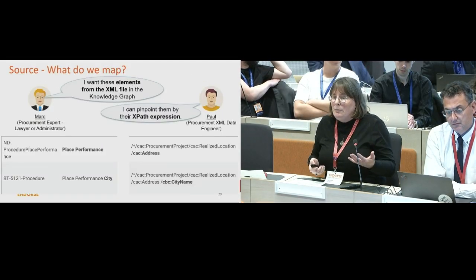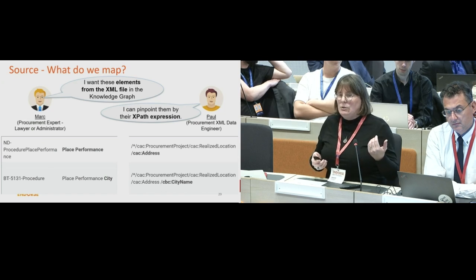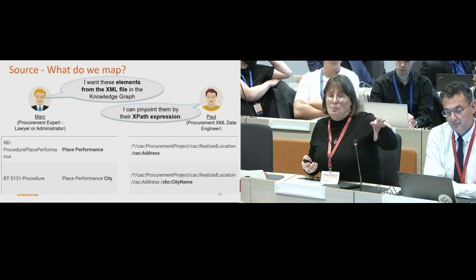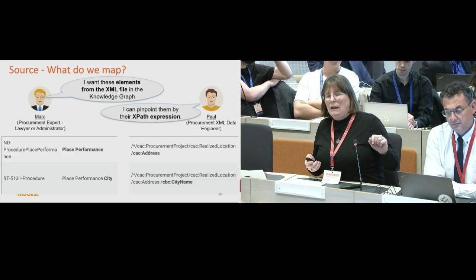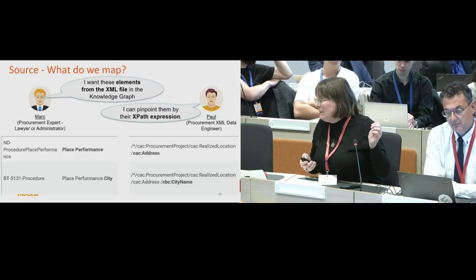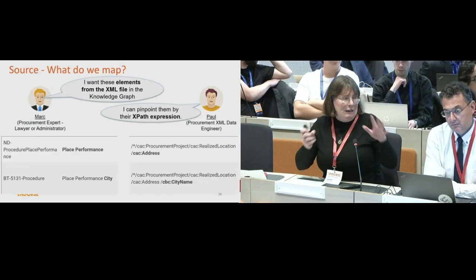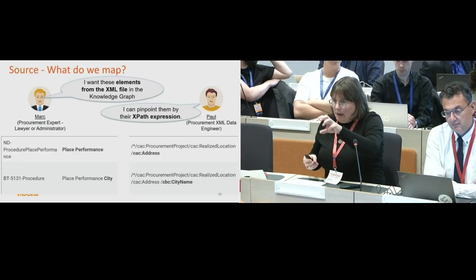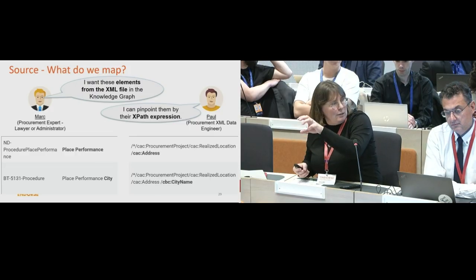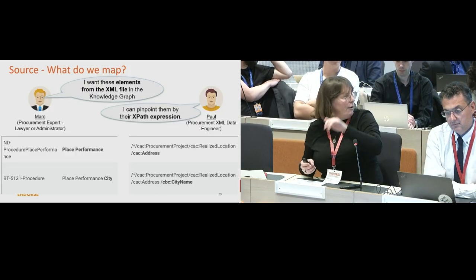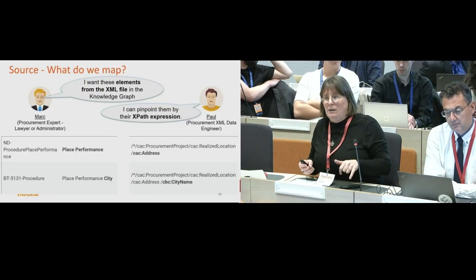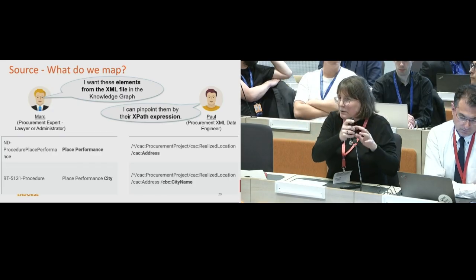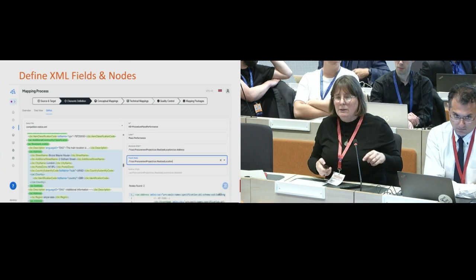So what do we map? We have elements in the source files, and on the left-hand side we see the terminology that, for instance, a procurement expert is familiar with. They may know "place, performance, city" in their terminology. The data engineer is trying to find that in the XML files and specifying the XPath query to get that information out of it. That is still only the mapping at the source, but that's not the conceptual mapping that we're talking about.